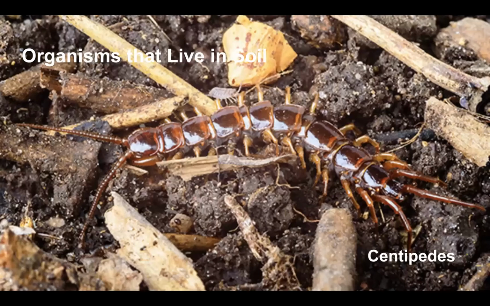And another organism that lives in the soil is a centipede. This part right here, cent means 100, like there's 100 cents in a dollar. But a centipede doesn't really have 100 legs. They have a lot of legs. If you counted up all these legs, though, I don't believe you would get to 100. There's not 100 legs on that centipede.